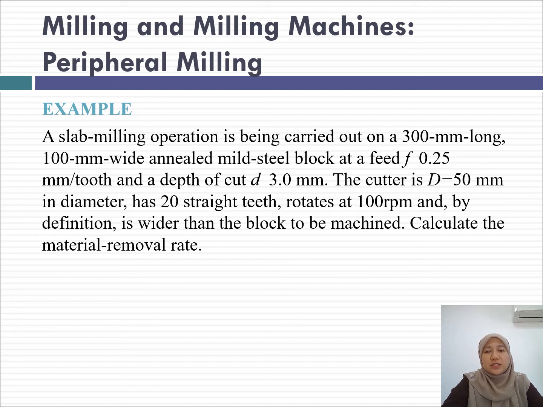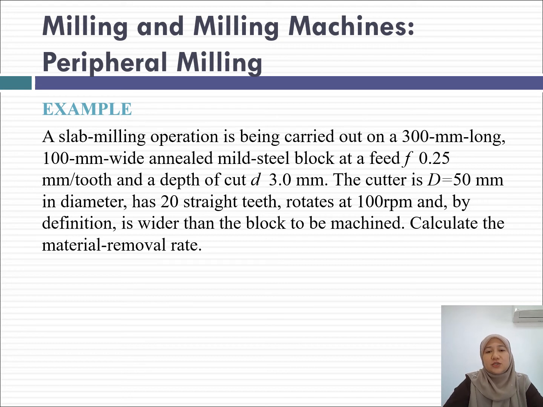A slab milling operation is being carried out on a 300 mm long, 100 mm wide, annealed block at a feed of 0.25 mm per tooth, and depth of cut is 3 mm. The outer diameter of the cutter, capital D, equals 50 mm. It has 20 straight teeth, so the number of teeth N is 20. It rotates at 100 revolutions per minute, which is N equals 100 rpm.